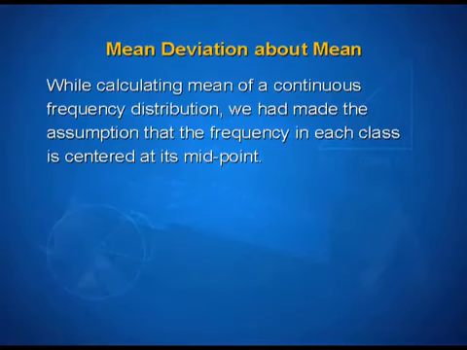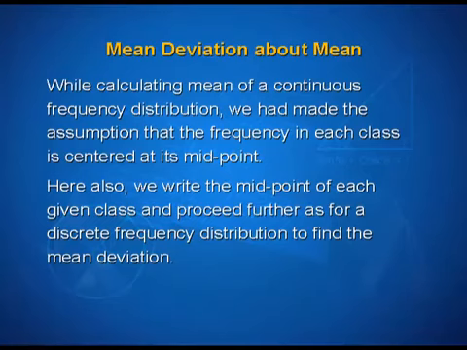Now let us learn how to calculate the mean deviation about mean. While calculating mean of a continuous frequency distribution, we had made the assumption that the frequency in each class is centered at its midpoint. Here also we write the midpoint of each given class and proceed further as for a discrete frequency distribution to find the mean deviation. Let us take up an example.